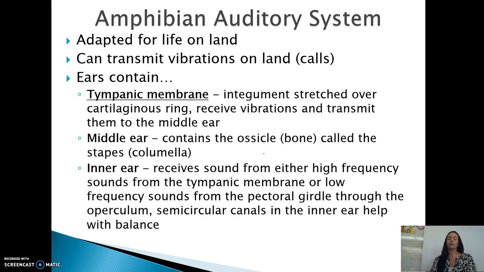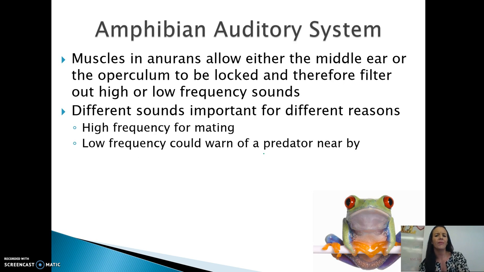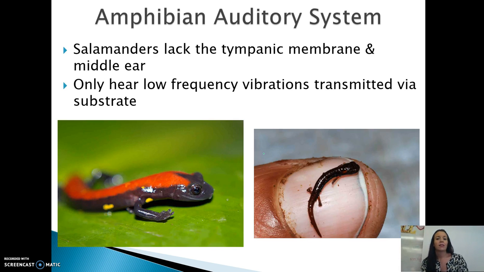Their auditory system is also adapted for life on land, so they can transmit vibrations on land, and their ears contain a middle ear and an inner ear and something called a tympanic membrane, which is stretched over their ear, which you will see in live frogs or in our dissection. The muscles then also allow them to be locked and filter out high or low frequency sounds, and these are important for different reasons. High is for mating, but low frequency is for predators. Salamanders do lack this tympanic membrane and middle ear, so they only hear low frequency.